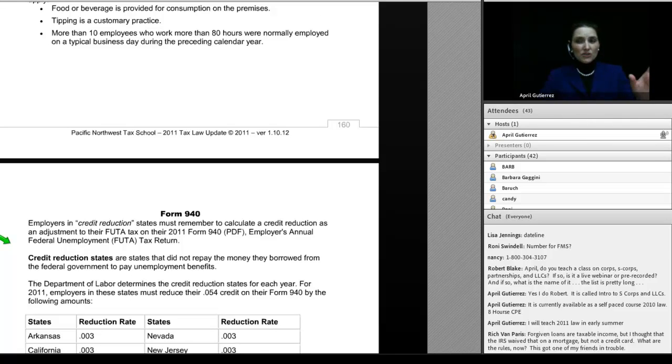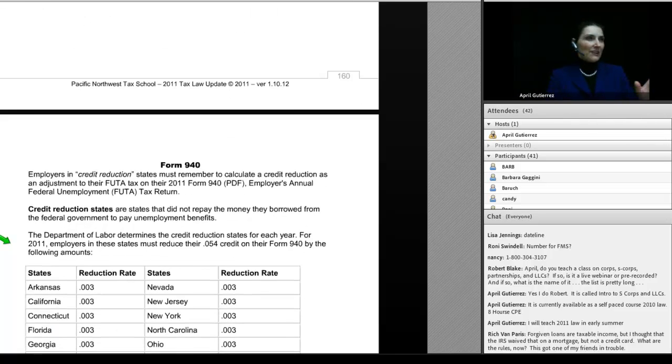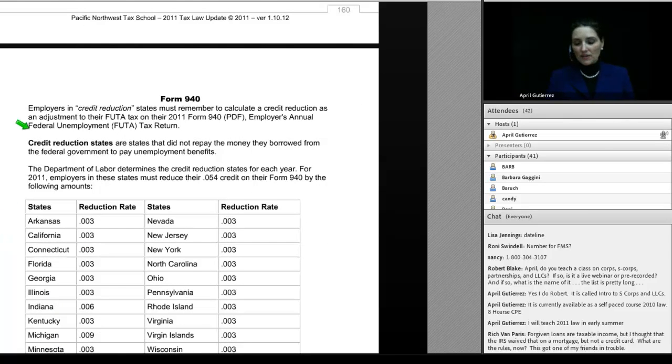So that's why that box has been added. It's just part of what the IRS is doing to track down unreported income and make sure everyone's doing their piece.